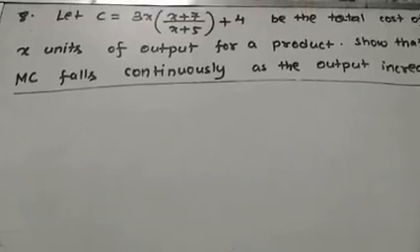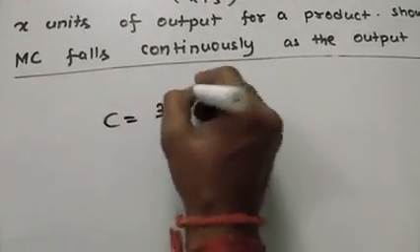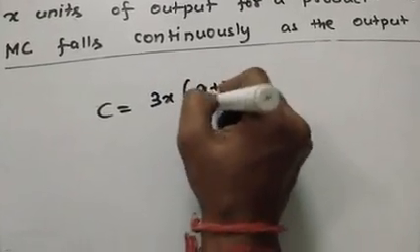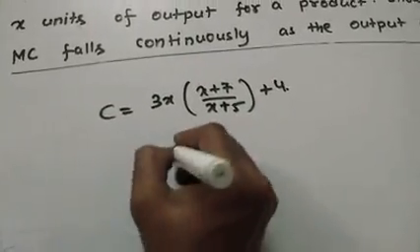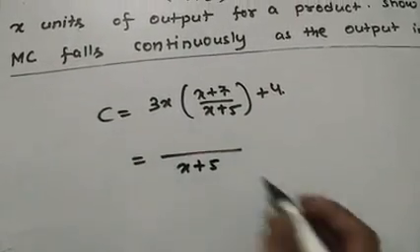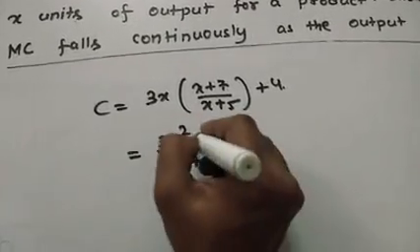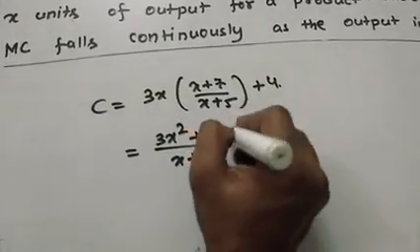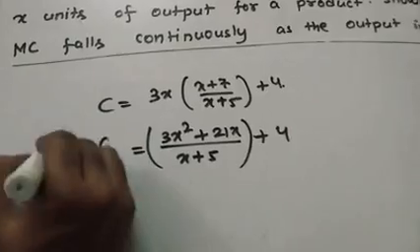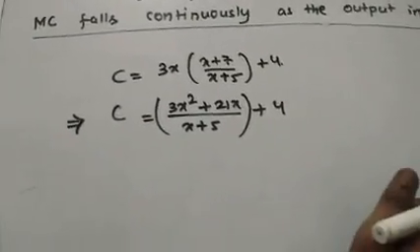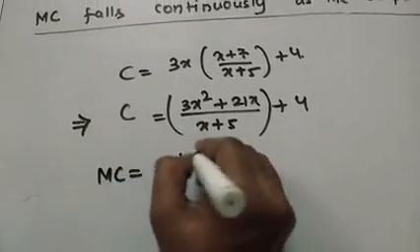The first thing is clear from this part. So what is the total cost C given to us? 3x, (x plus 7), by (x plus 5), plus 4. So let us multiply this. We get, over x plus 5, 3x into x, that is 3x square, plus 7 into 3x, that is 21x, plus 4. So this is our C. Now we have to find the marginal cost. That is, marginal cost equals the derivative of total cost.